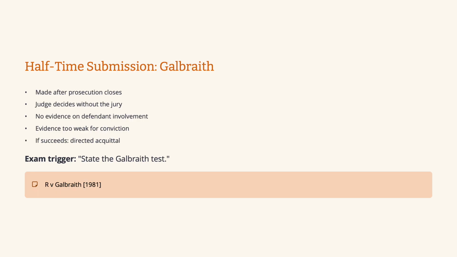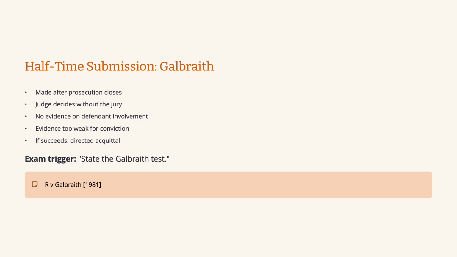So the half-time submission is a critical defense opportunity. This submission is made after the prosecution closes its case. The judge hears it without the jury present. They are sent out whilst counsel argues the legal points. So the submission argues there is no case to answer on one or more counts.